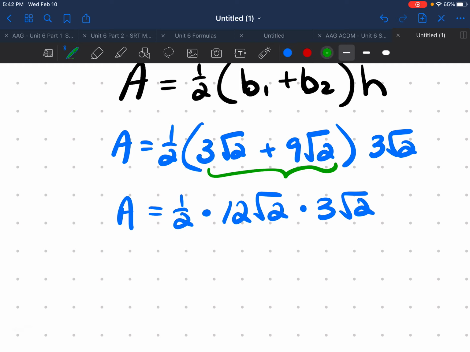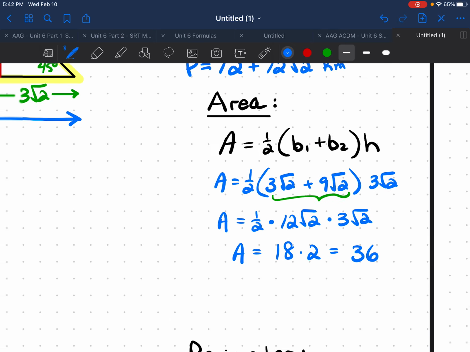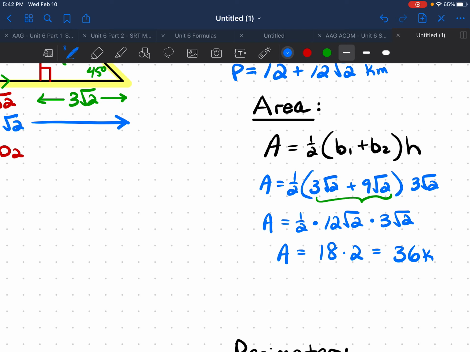Again, we're going to multiply 1/2 times 12 times 3 in any order. If you wanted to, 12 times 3 is 36. Cut in half is 18. And then radical 2 times radical 2 is just 2. Yes, it's radical 4, but the square root of 4 is just 2. So we will end up with, believe it or not, a nice whole number here. 36 kilometers squared. Okay, so there is our area.